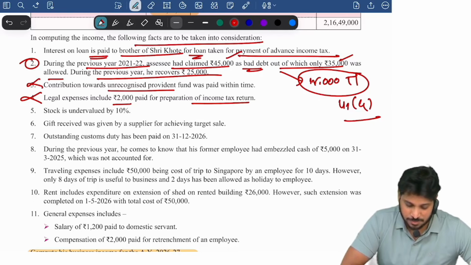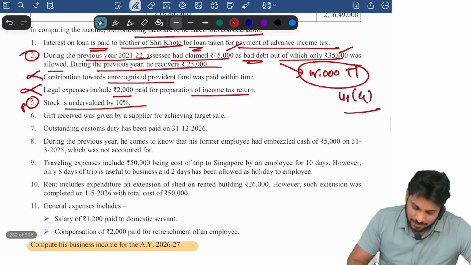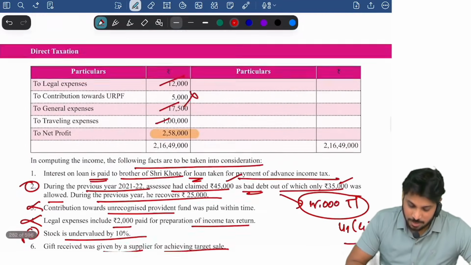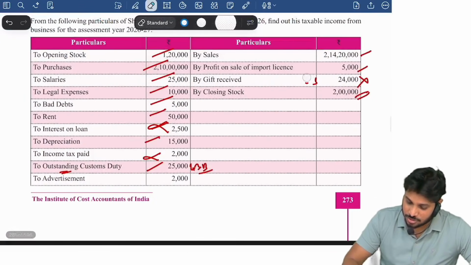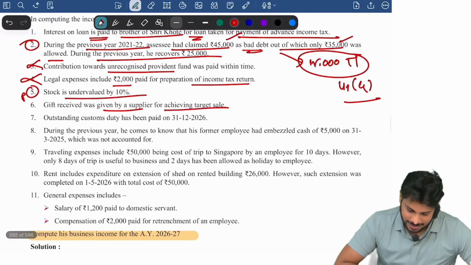It's not business purpose. Stock is undervalued by 10%. Now we need to value. So, big point: gift received was given by supplier for achieving. This is PGBP income. This is perquisite. I thought it is other sources. No, it is perquisite, PGBP income. Taxable. Yes or no? Next.